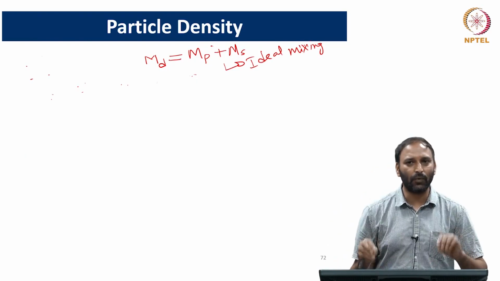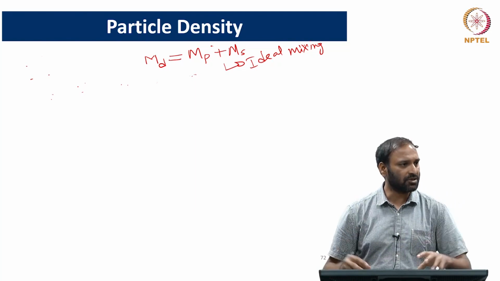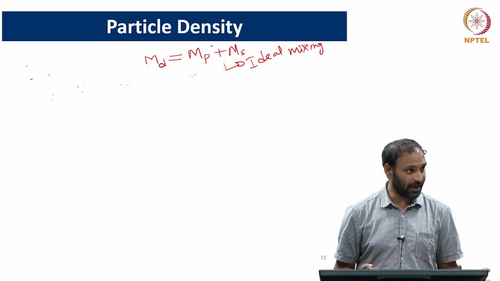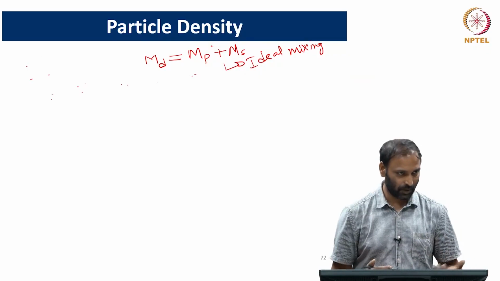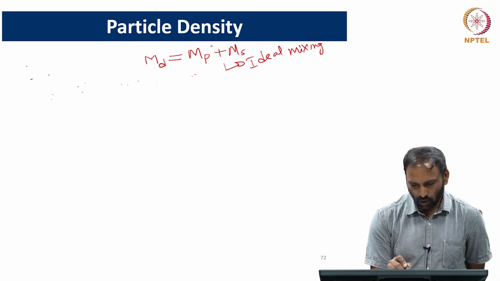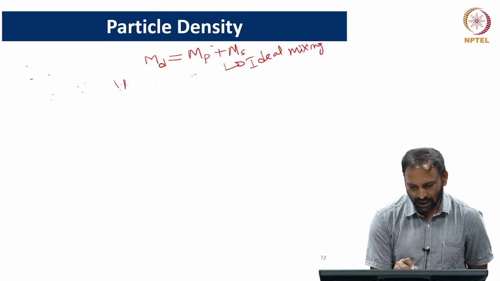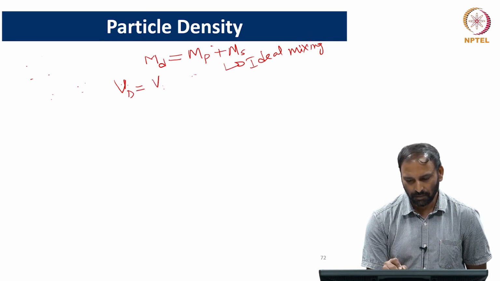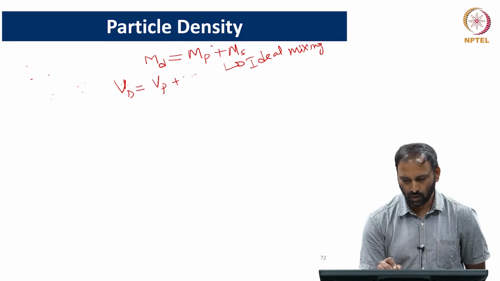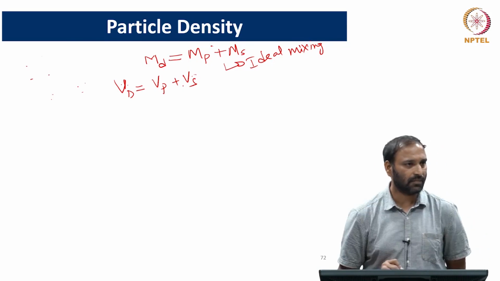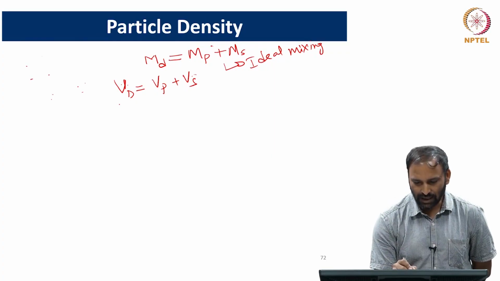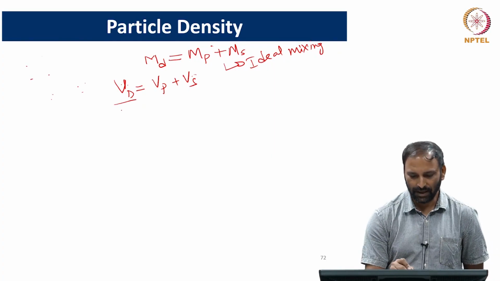because you could have cases where I mix two dispersions or two fluids, and I could have a change in the volume as well, or I could have a change in the mass as well. So, what I will do is I am going to say that the volume of the dispersion is equal to the volume of the particle in the dispersion plus the volume of the solvent, the ideal mixing assumption, no change in the volume. So, I will divide everything by the mass of the dispersion.